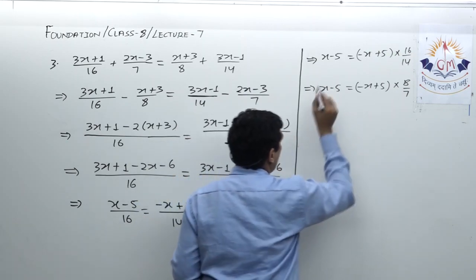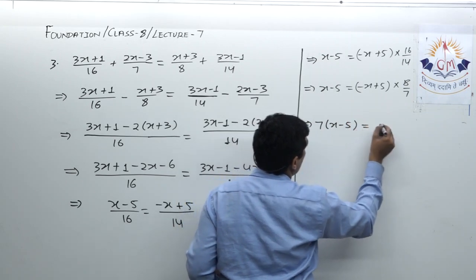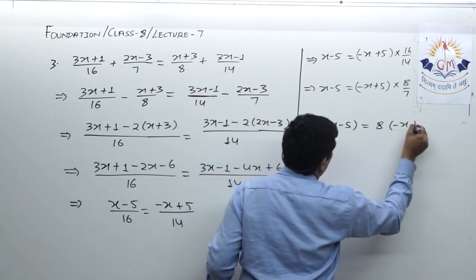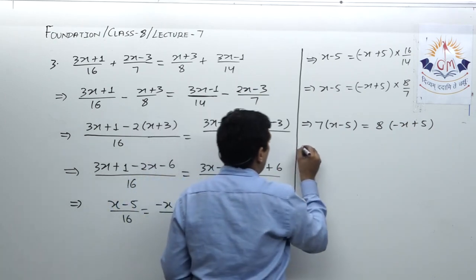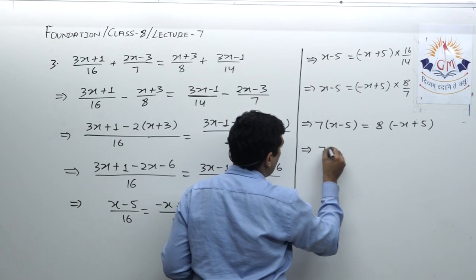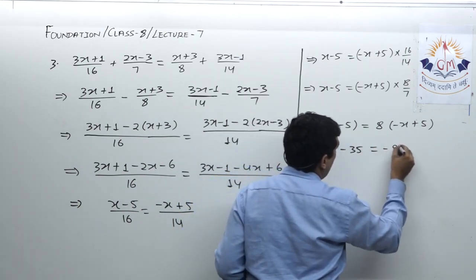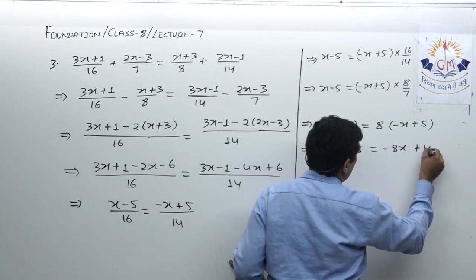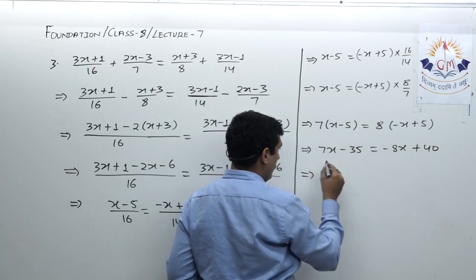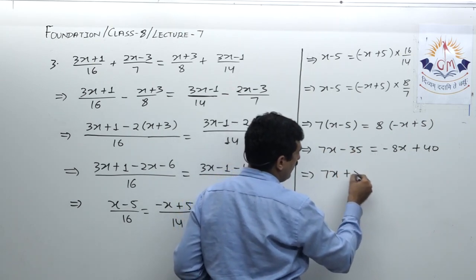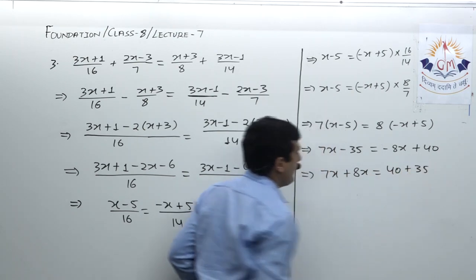Now I'll take this 7 on this side. So 7 into x minus 5 is equal to 8 into minus x plus 5. Now if I simplify this, 7x minus 35 is equal to minus 8x plus 40. Now if I take this 8x, 7x plus 8x is equal to 40 plus 35.